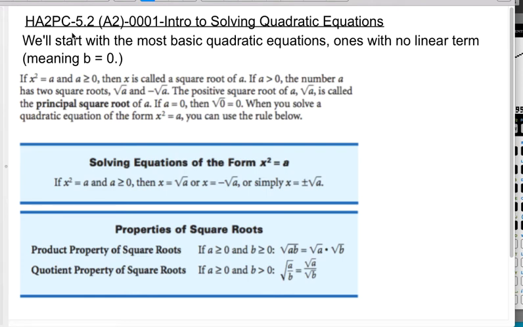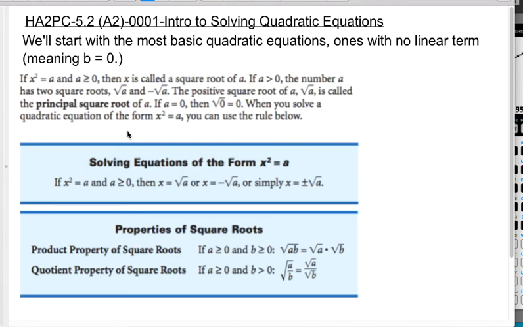So if x squared equals a, and a is greater than or equal to 0, then x is called the square root of a. If a is greater than 0, the number a has two square roots, the square root of a and the negative square root of a. The positive square root of a, which looks like root a, is called the principal square root of a. And if a equals 0, then the square root of 0 is 0, which is why there are not two of them.